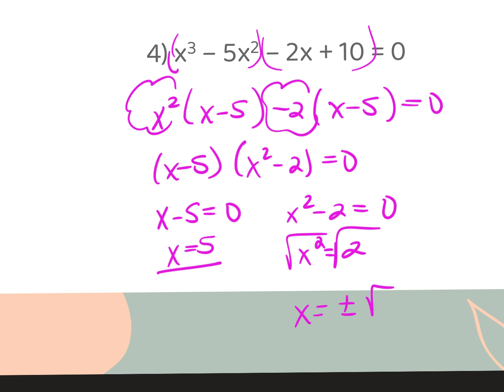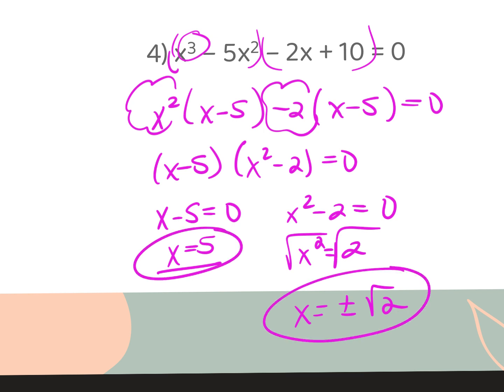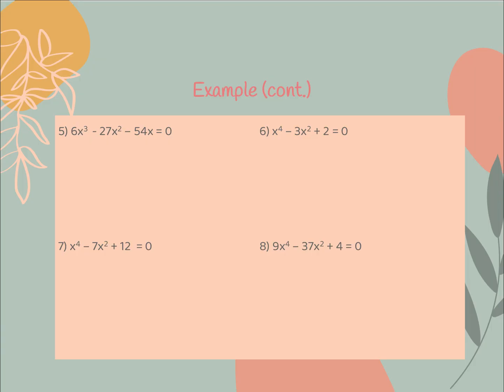Just leave it as root 2. Now, look at the beginning. How many answers should we have had? 3. How many do we have? 3. Are they all real? Yes. Very good. All right, questions? Everybody's okay? All right, let's get to the next.